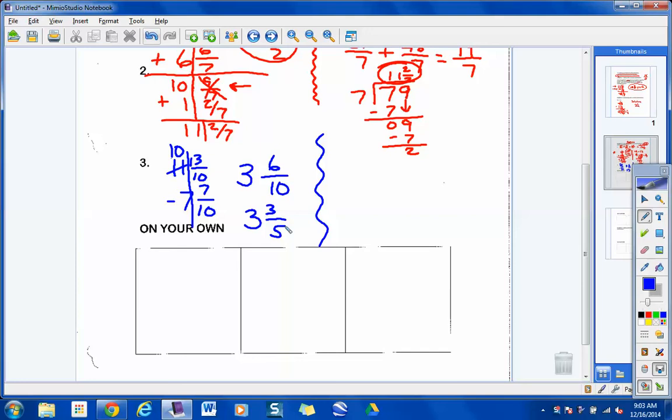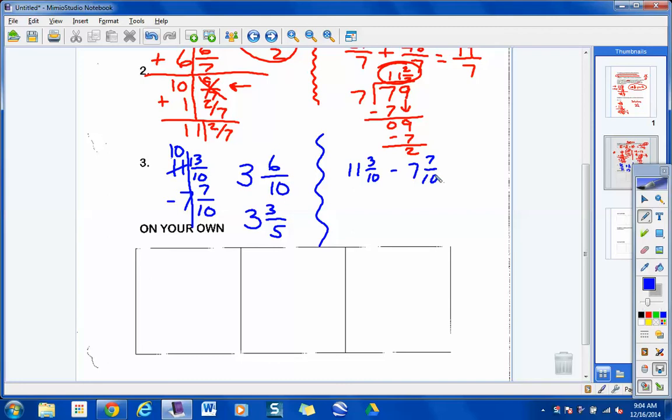All right, I'll rewrite the problem again. What was that problem again? 11 and 3/10. Was that right, guys? Yeah, 11 and 3/10 minus 7 and 7/10. So let's turn stuff to impropers. Here we go.